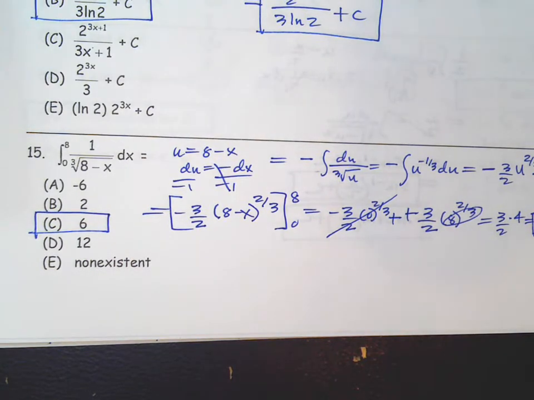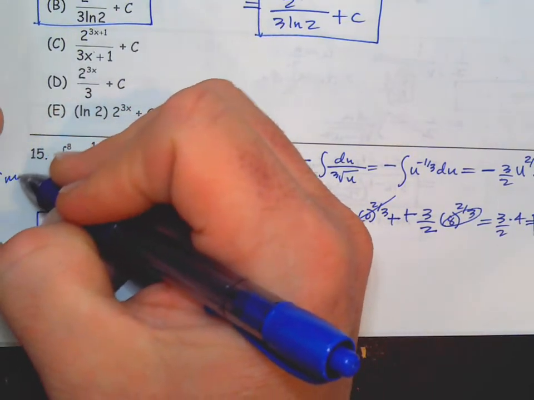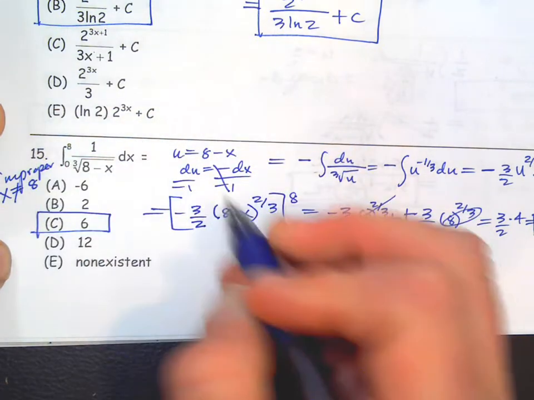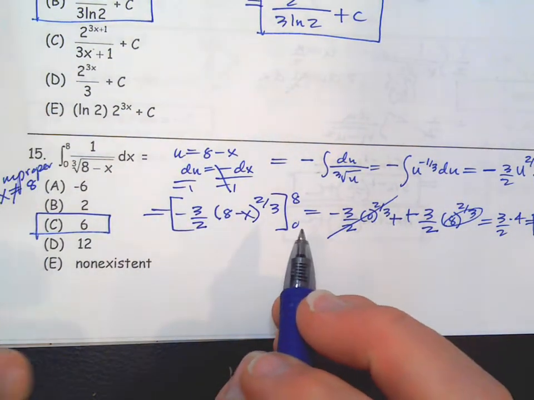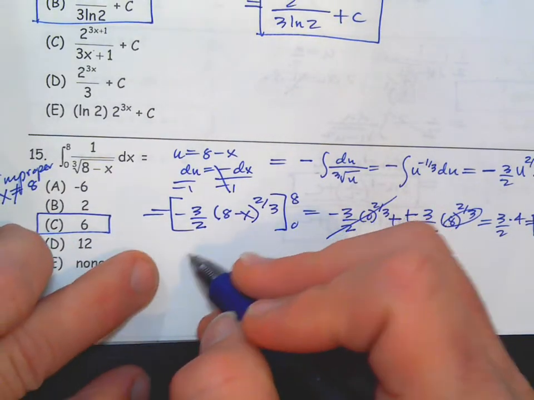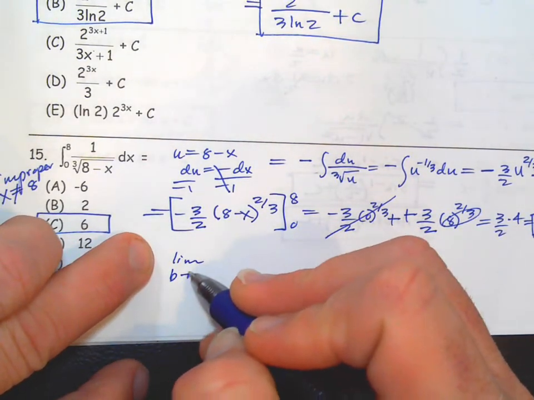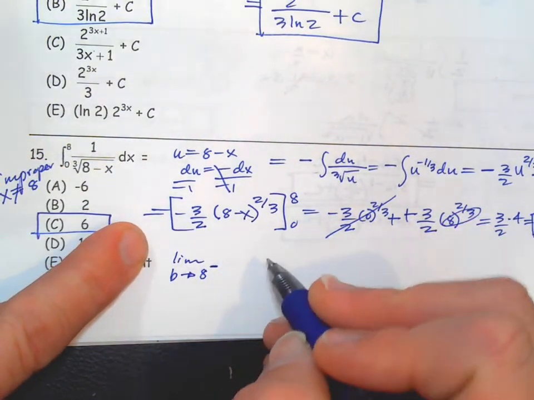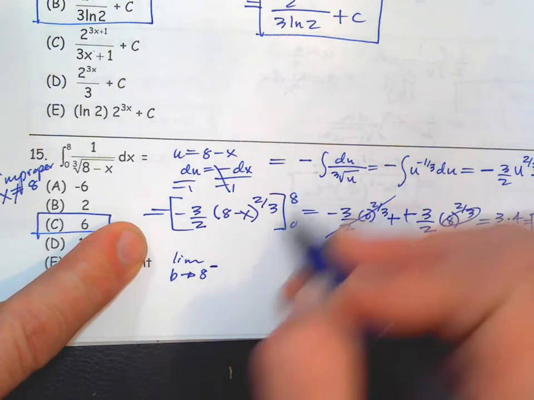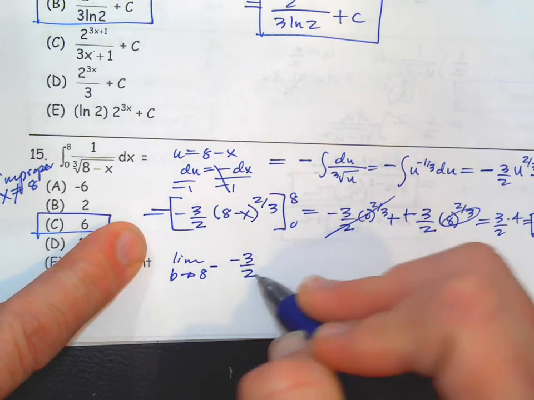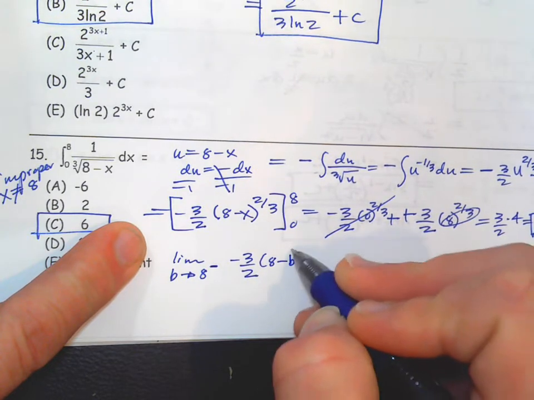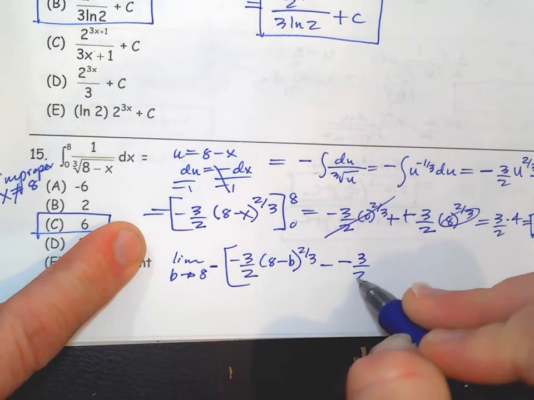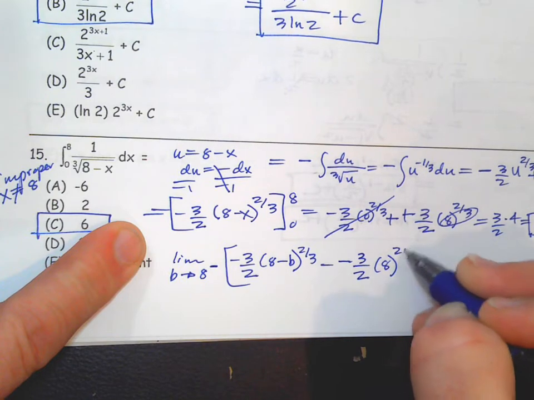But I just forgot something. This is actually an improper integral, something we've got to watch out for because x cannot equal 8. You get division by 0. So the proper way is to take the limit as b approaches 8 from the left-hand side, because we're going 0 to 8, of negative 3/2 (8 minus b) to the 2/3 minus negative 3/2 times 8 to the 2/3.